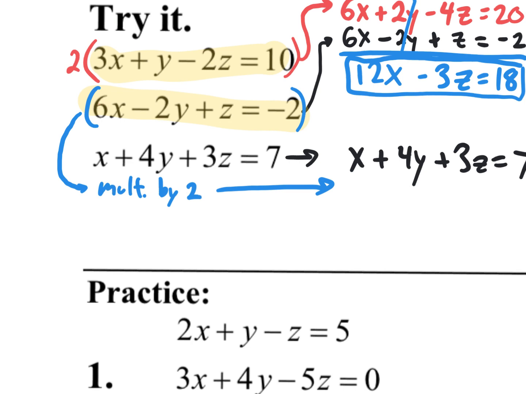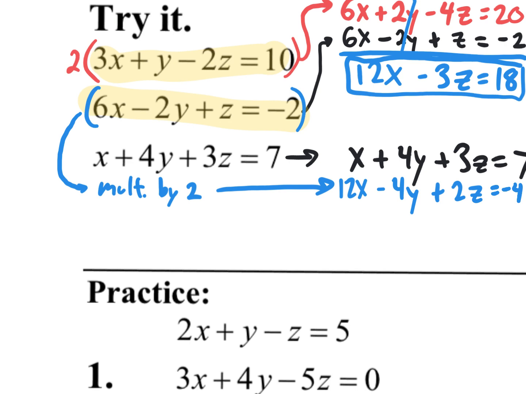So 6 times 2 is 12. We're talking about x's. Negative 2 times 2 is negative 4. We're talking about y's. 1 times 2 is 2, and we're talking about z's. And the last number here, negative 2 times 2 is equal to negative 4. Are you with me? Okay?